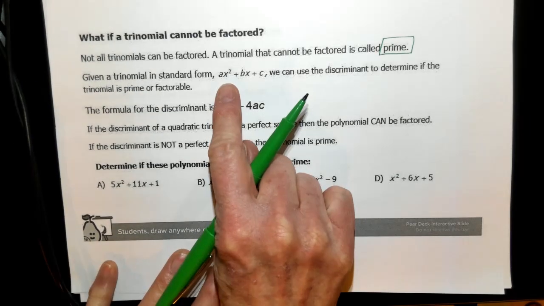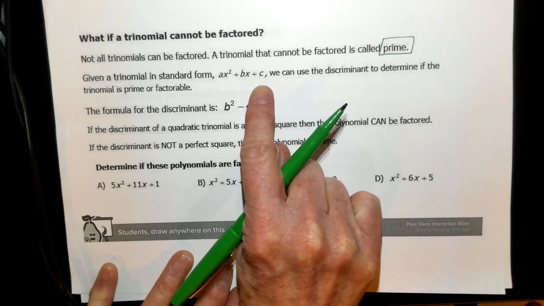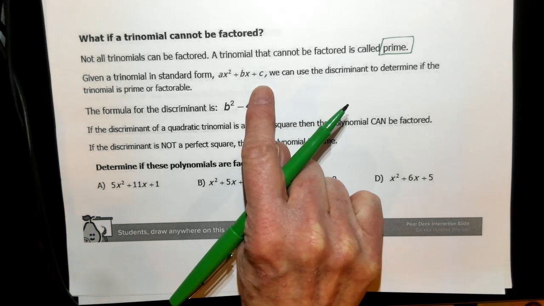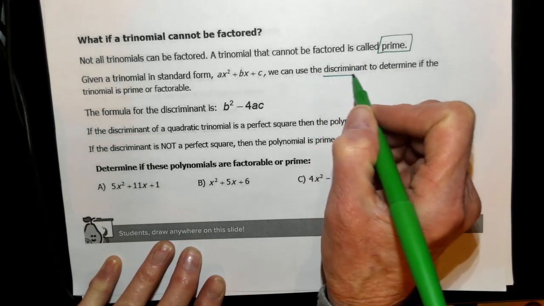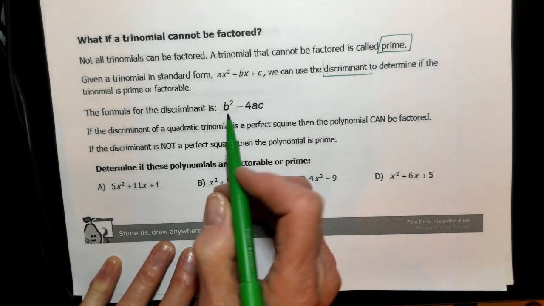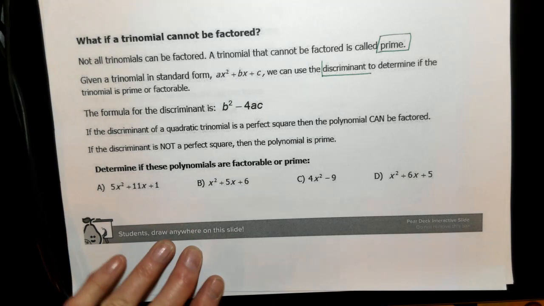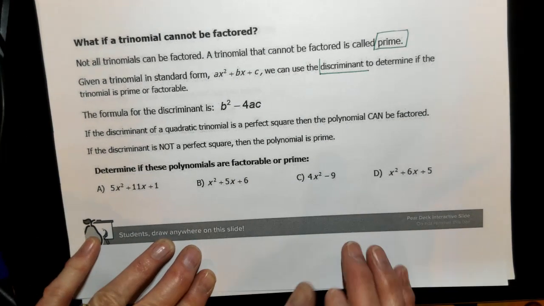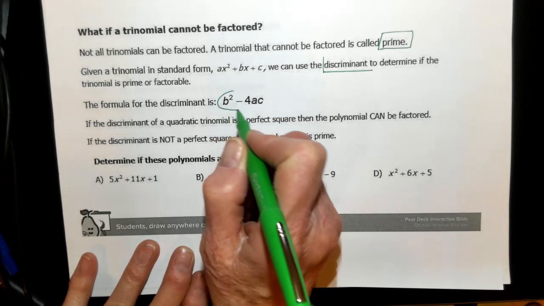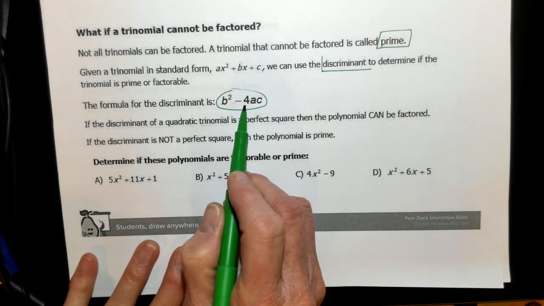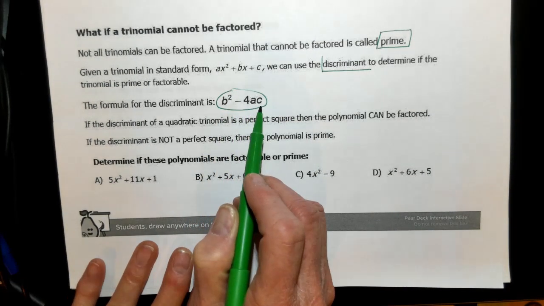So if your trinomial is in standard form, and you try to think of factors and you can't, we have this thing called the discriminant. And the discriminant will help us to decide if this trinomial can be factored. The formula is this: b squared minus 4 times a times c.